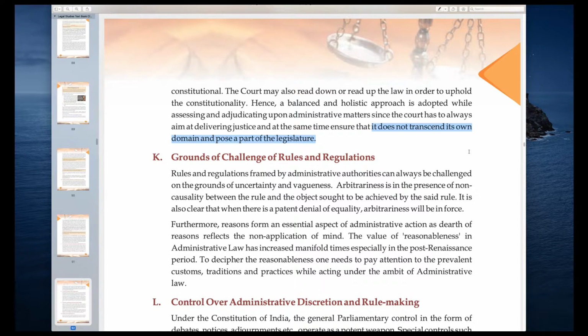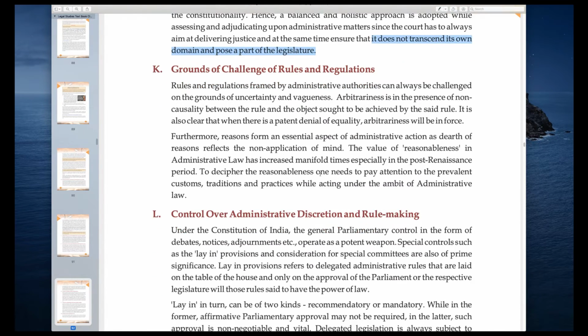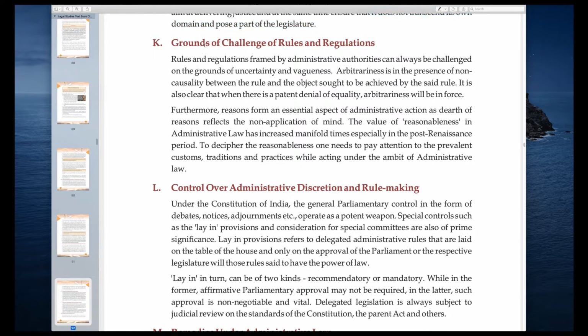That we have already discussed while discussing the principles of administrative law, and then under that we have discussed the separation of powers. There we have discussed how to check and balance things within the given framework. So I believe now you can very well correlate one with the other. Now the next topic that we have is grounds of challenge of rules and regulations.